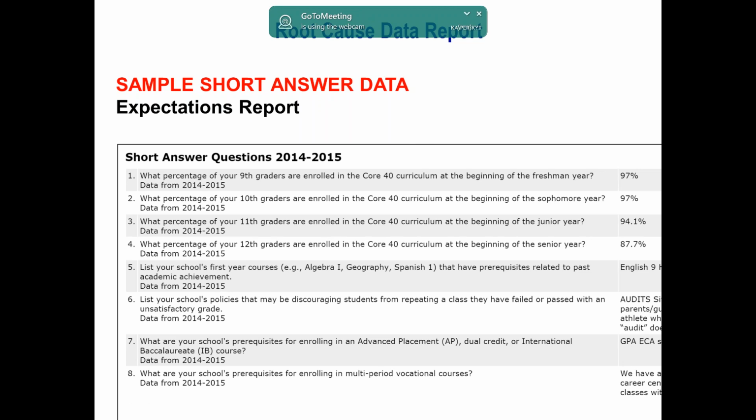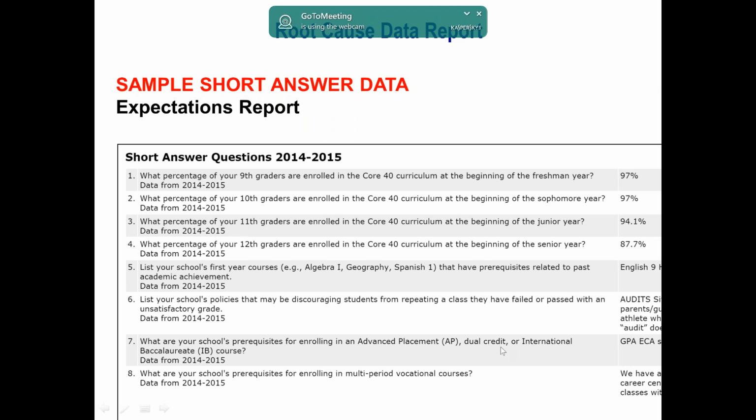Okay, here are, again from the expectations report, just samples of the short answer questions, so this would be on the same report. What percentage of your ninth graders are enrolled in Core 40? 97%. 10th graders, 97%. 12th graders, we dropped down 10% between ninth grade and 10th grade. So again, this may beg discussion.